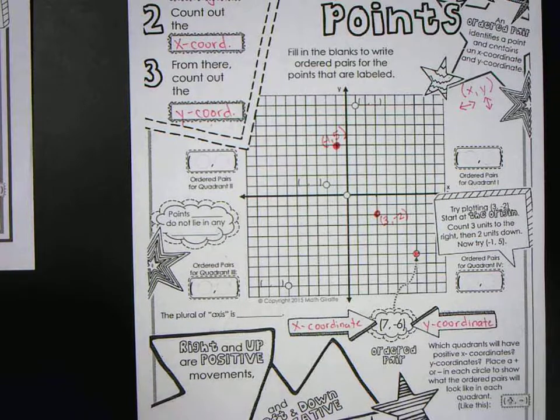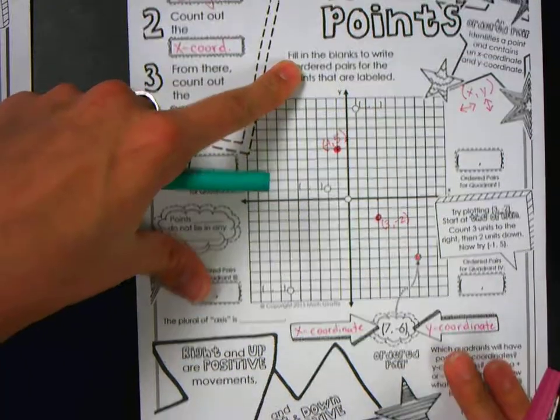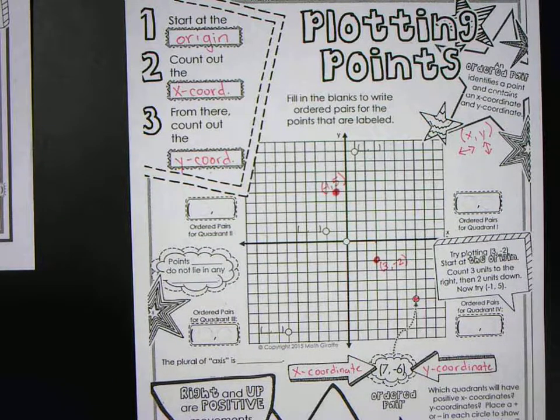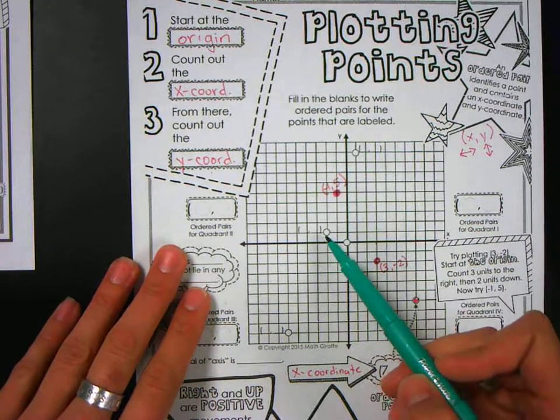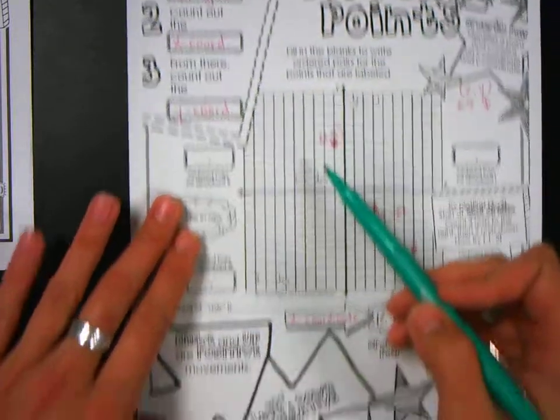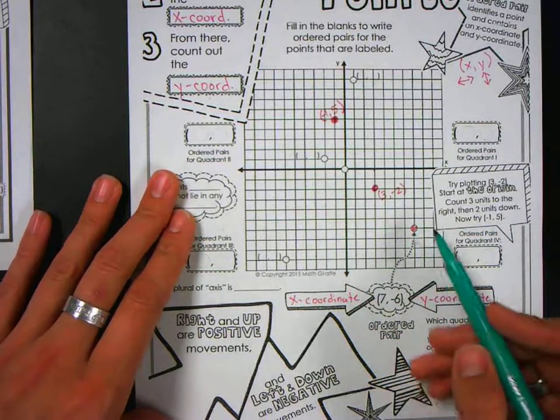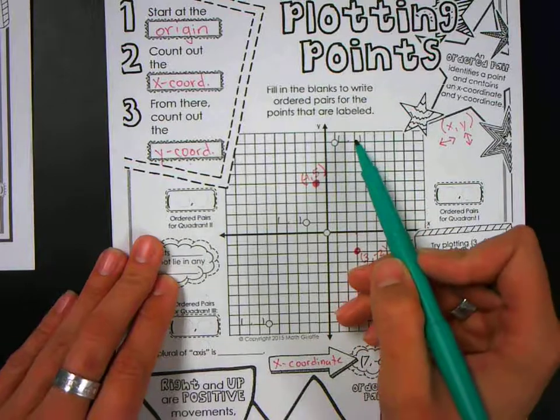All right. Let's go back up to the top for more practice. Fill in the blanks to write ordered pairs for the points that are labeled. All right, so we have a couple points on here. We've got this point in Quadrant 1, the point in Quadrant 2, the point in Quadrant 3, and then obviously our examples in Quadrant 4, but we don't have to worry about those. Let's start with the point in Quadrant 1.